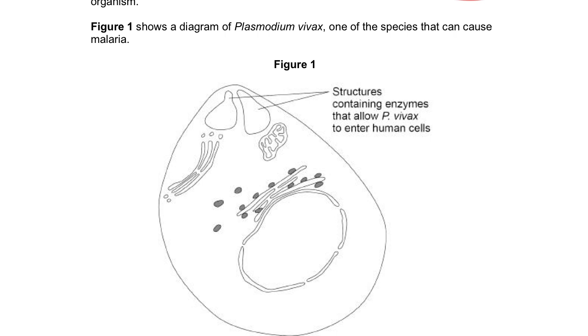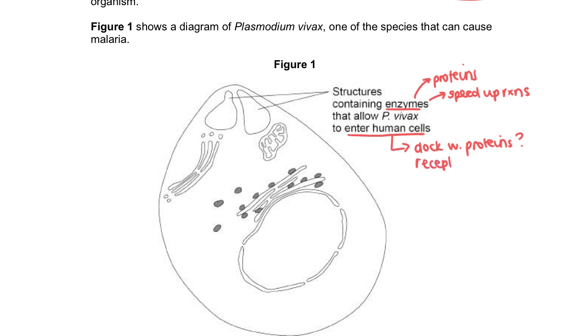Here we can see in the figure that we've got structures containing enzymes, and I'm going to write here that enzymes are proteins and they're biological catalysts, so generally they're going to speed up reactions. And these enzymes are there to allow P. vivax to enter the human cells. Now, how are they going to enter the human cells? Are they going to dock with glycoproteins? Are they attaching to receptors? How are they doing it? It's just things to think about as we go through.